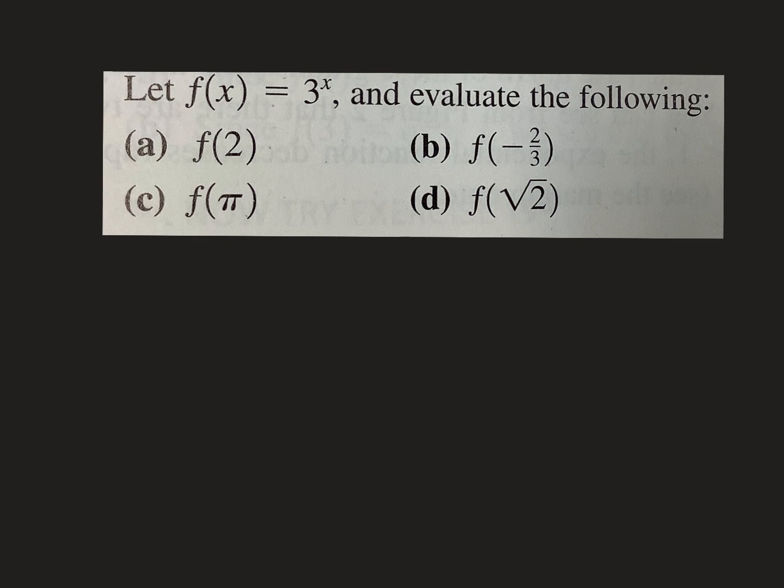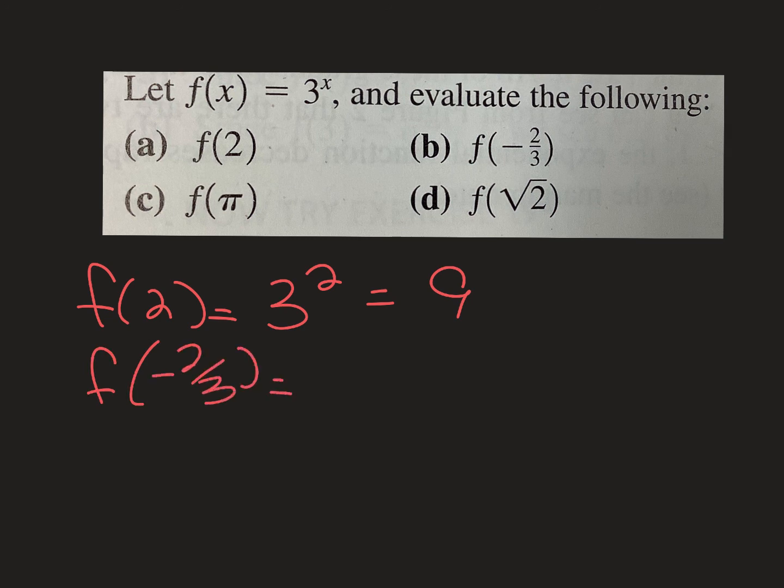All right, we're going to evaluate some. And that's the first part of your assignment tomorrow. No big deal here. f(2) just means you're going to plug in the 2 for the x. 3 squared is 9. We're going to use the calculator to help us here. f(-2/3) is really 3 to the negative 2/3 power. Punch that straight in. You get this decimal right here, 0.4807.